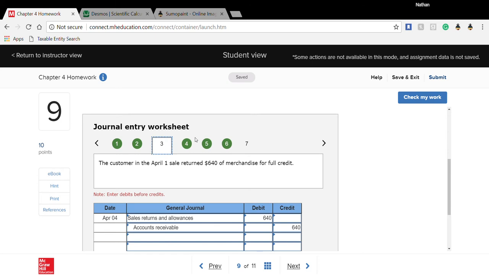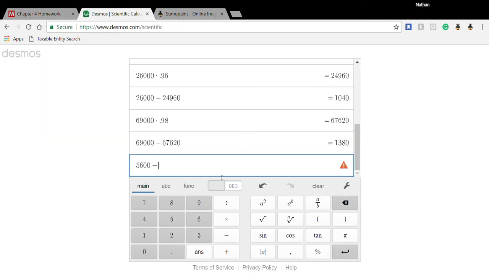Okay. Watch out, do not click on 4 that had the cost associated. We're only dealing with the sale, because that's the one that has accounts receivable. Accounts receivable is the key one. That's the one that we're using. So minus 640. That says accounts receivable. Right now, all we have left is $4,960. That's how much the customer owed us.